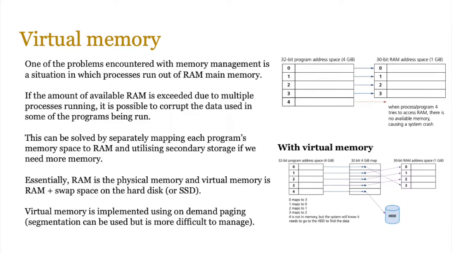The images on screen illustrate this much more effectively. You've got 5 instructions in the program and RAM only has 4 1 GiB spaces. So the last one can't fit in, and that can lead to a system crash. However, if we had virtual memory in place, the first 4 will go into RAM and the 5th one will go into the hard disk space.